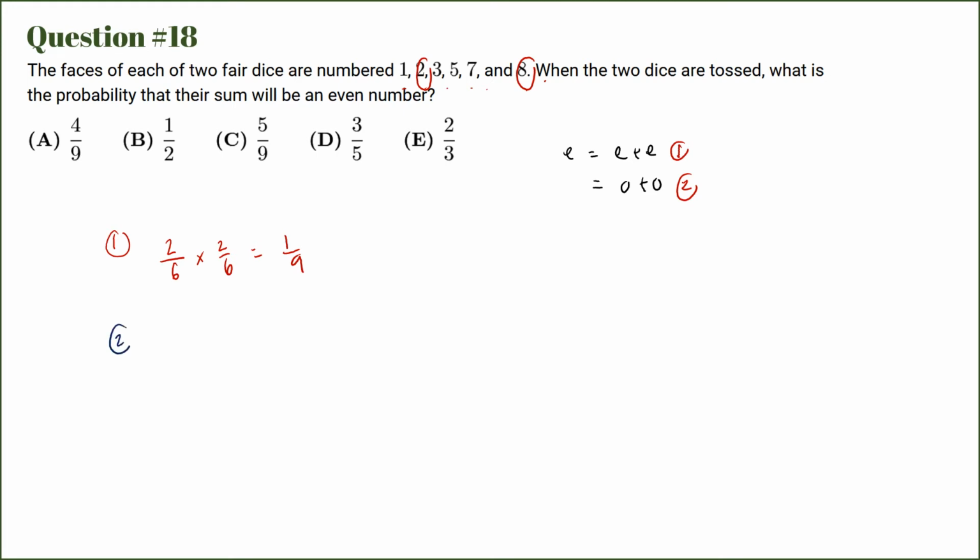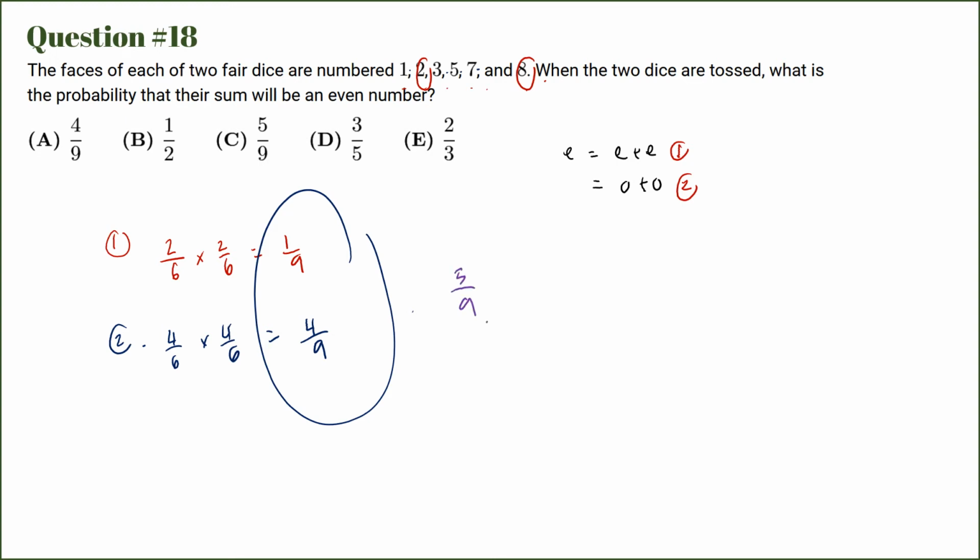Now for case 2, how many odd numbers are there? There's 1, 2, 3, 4. So 4 over 6 times 4 over 6, that's 4 over 9. So just add these two probabilities up to get 5 out of 9. That's C.